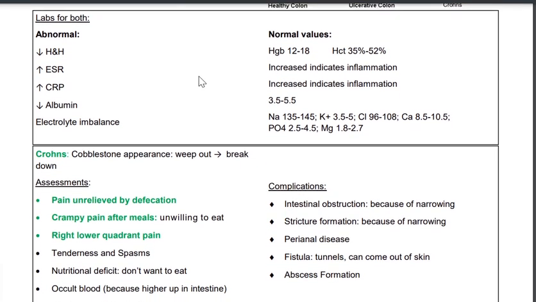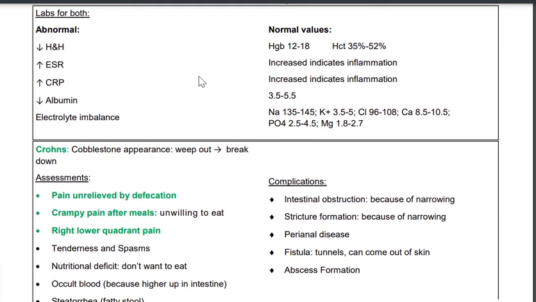What would be some labs you are going to look at for both types of diseases? Okay, so let's just look and see. Because there's bleeding involved in both of these, the hemoglobin and hematocrit would be low. Because both of these diseases have white blood cells coming in and attacking the colon, their inflammatory markers are going to be up. Their erythrocyte sedimentation rate, their ESR, is high.